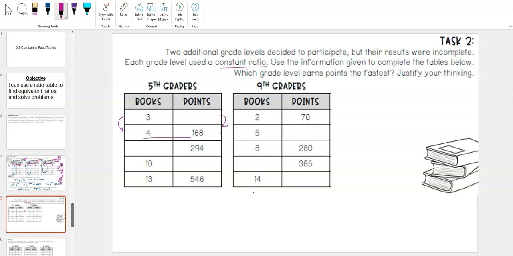If I know that these point systems should be the same ratio as this point system, that's going to help me find my answers and fill in these blanks. We've got 5th graders and 9th graders joining us, and we are going to figure out what point values they have. The easiest way to do this, because I'm missing information, would be to find that unit rate. So I'm going to divide, and I'm going to find the unit rate. I'm going to divide 168 by 4, and that's going to get me 42.